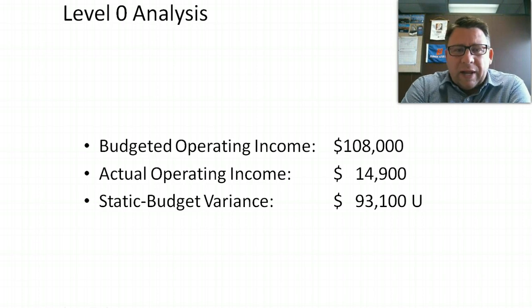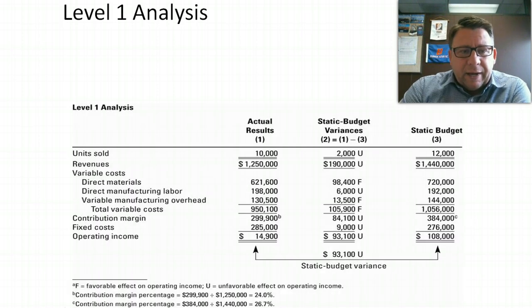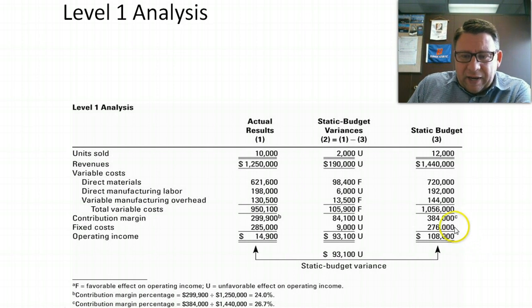So our level 0 analysis, and these numbers are just given to us in the problem, but we had originally budgeted our operating income to be $108,000. It actually ended up being $14,900. So we end up with a static budget variance of $93,100 unfavorable, less operating income than what we had planned. And we can see that here. So again, the level 0 is just the difference between that, and you can see that amount there.